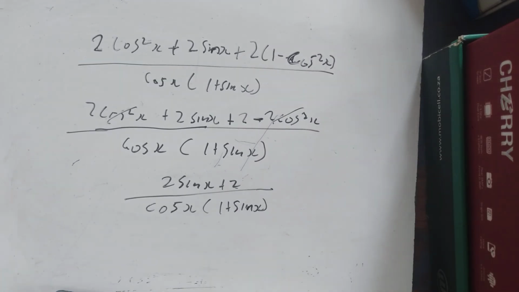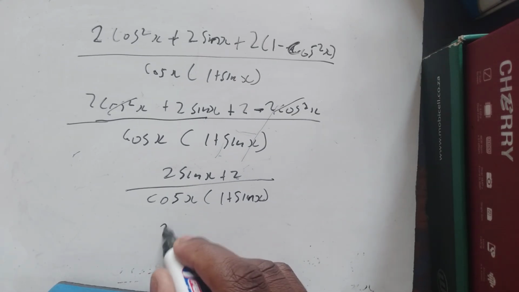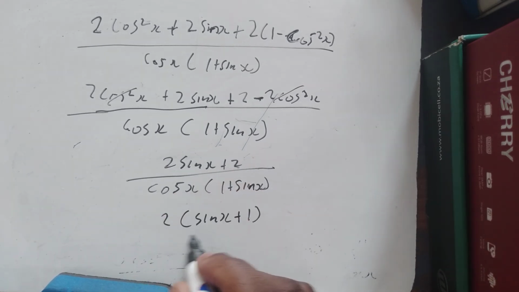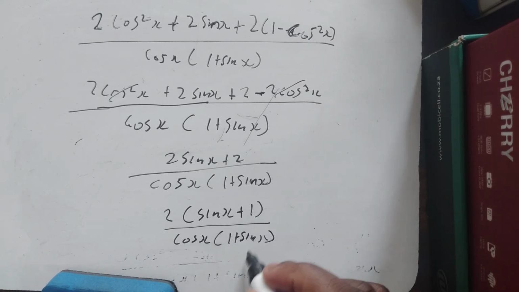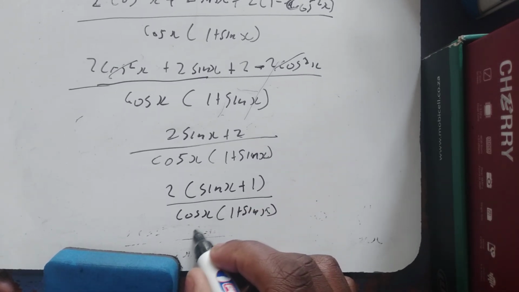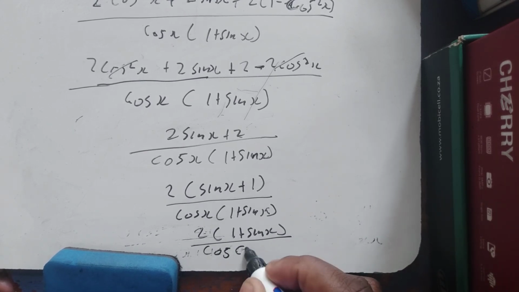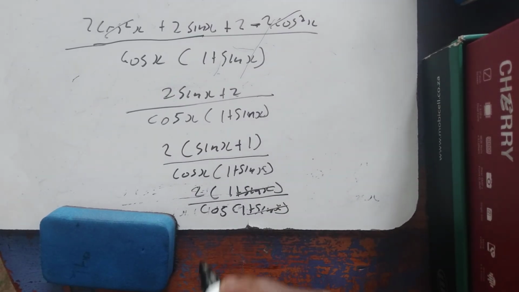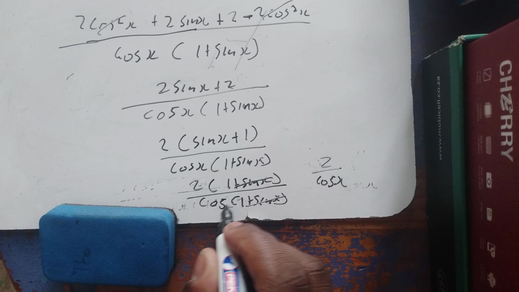Notice we can't go further here, but we can do something. This is the same as this, so we can factorize it. When we factorize the top, we'll have 2 times, in brackets, sine x plus 1. Then we'll have cos x times 1 plus sine x. Then you realize that these two are the same, it's just that the order is different. When I rearrange it, it becomes 2 times 1 plus sine x over cos x times 1 plus sine x. So these two are the same and they cancel out, and my resulting answer is 2 over cos x. I just forgot to put an x there, but I'm sure you understand that.